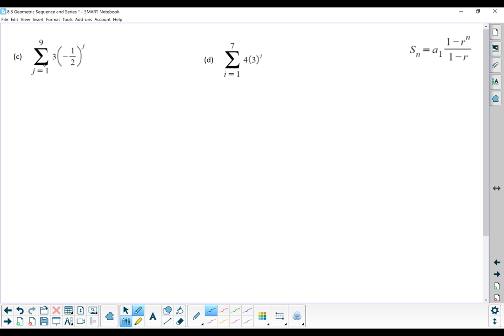It means that we're going to add a bunch of stuff up, and that number on the bottom tells you which value to start your substitution with. So we're going to start by subbing in 1. So our first term would be 3 times negative 1/2 to the 1 power, which is negative 3/2. And then our next term, we would sub in 2. And that would give us 3/4. And then we would sub in 3.